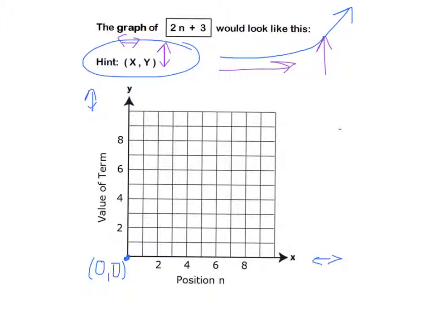Position 1 means I would come over 1, and then I need to go up 5. So here's 1, 2, 3, 4, 5. And when I hit that point, what I want to do is put a dot there. So that is graphing position 1, the value is 5. So let's do 2. Start at my point of origin, 1, 2, and I'm going to come up 7. 1, 2, 3, 4, 5, 6, 7. Right there at that cross, I'm going to put a dot. Now these are not dots that we're going to be connecting, we're just plotting points. We're not plotting line segments, so these points are what's important.